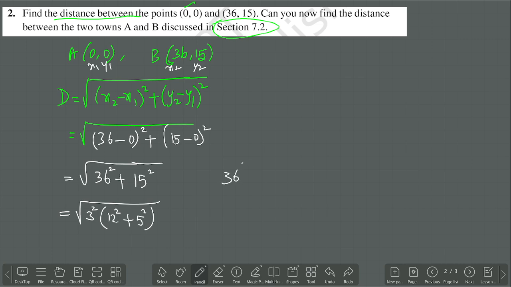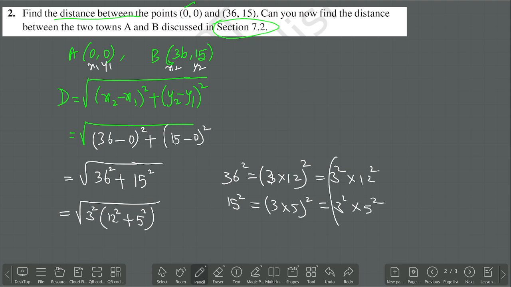36 square equals what? 3 into 12, the whole square. Apply the power. Then what am I getting? 3 square into 12 square. Now again 15 square, in the sense 3 into 5, whole square. Then 3 square into 5 square. So this 3 square I am taking outside. Balance 12 square, 5 square is there inside. Do you understand the idea?